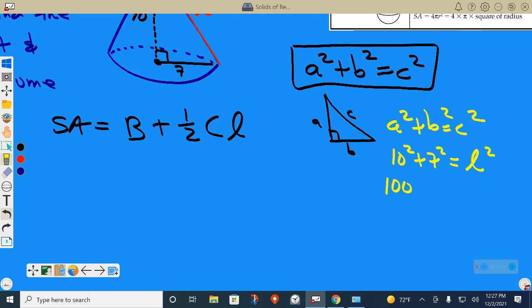Look at this. 10 to the second power is 10 times 10. 7 times 7 is 49.